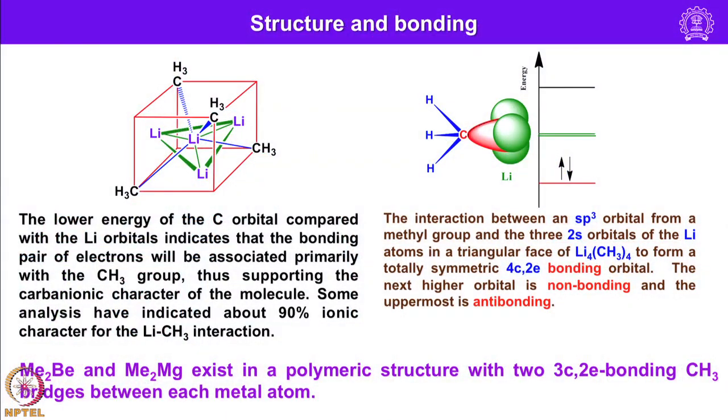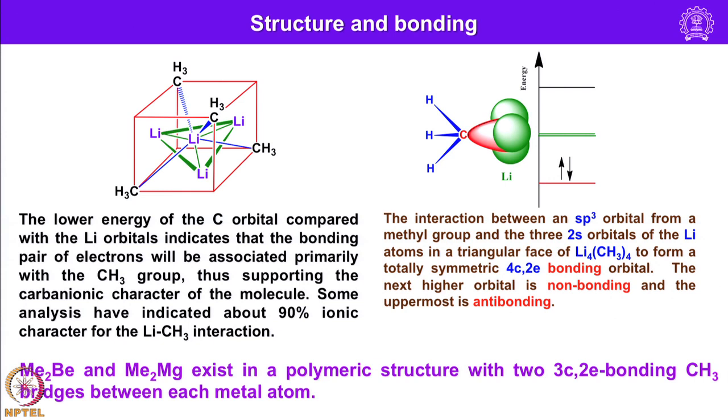So, the lower energy of the carbon orbital compared with the lithium orbital indicates that the bonding pair of electrons will be associated primarily with the CH3 group, thus supporting the carbanion character of the molecule. Since carbon is much more electronegative, the shared electron essentially resides on carbon. That means it is increasing its carbanion character. As a result, what happens? This is much more reactive.